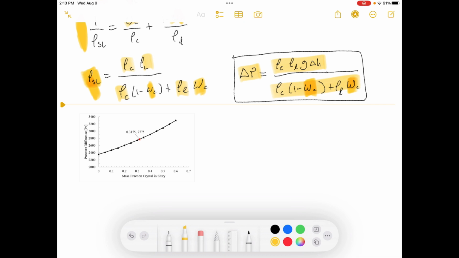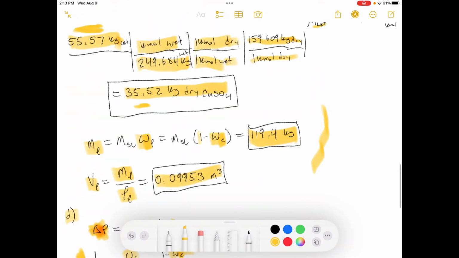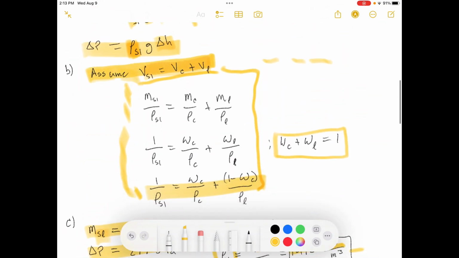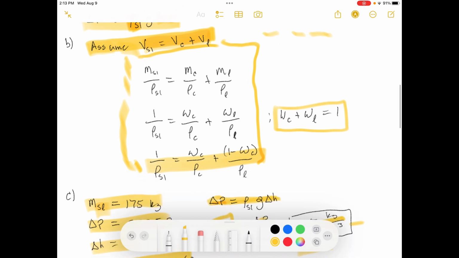Verified. Okay. Then part E, it says derive the expression in part B. Take a basis of 1 kilogram, so it's saying to take a basis of 1 kilogram. We don't need to do that. And use the fact that the volumes of the crystals and liquid are additive. Okay, so volumes are additive, basically, is what we're saying, right? We already did this, right? We assumed that the volumes are additive, and we already derived the expression. We did that in part B.